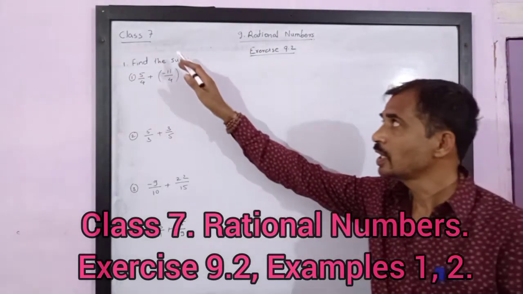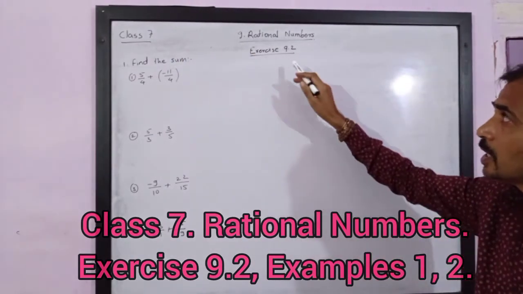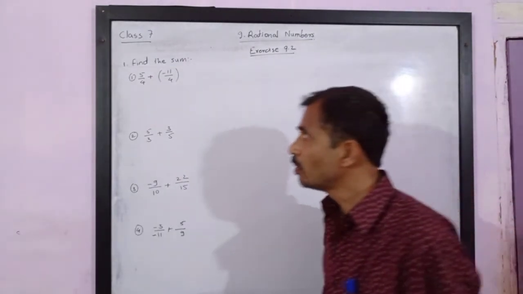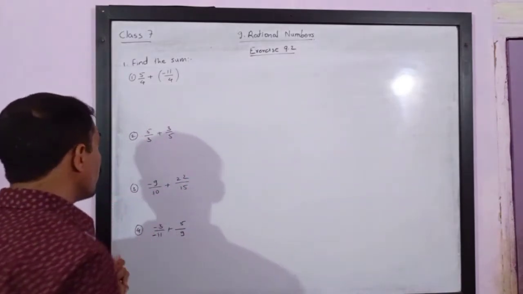Dear friends, we are studying in class 7, ninth lesson, rational numbers, and exercise 9.2. We have the first question: find the sum. Find the sum of 5 upon 4 plus negative 11 upon 4.